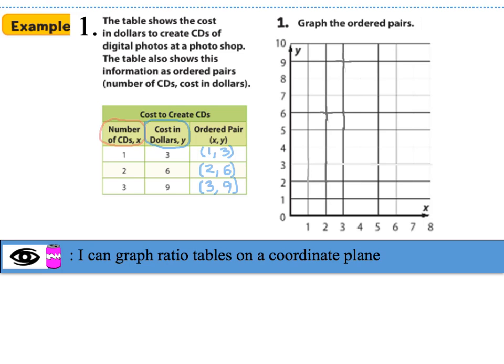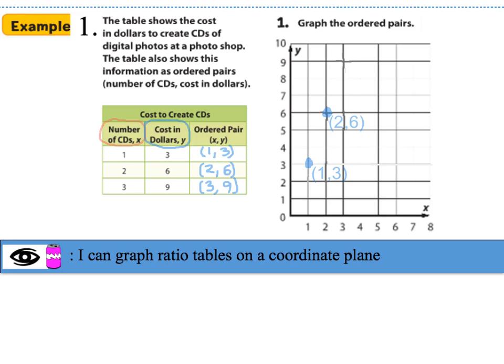So for my first ordered pair, which is 1, 3, I'm going to start at 0, 0, and I'm going to move over on my x-axis to 1 unit, and I'm going to go up 3 units. So my point should go right there. That point is located at 1, 3. Our second point that we're going to graph is 2, 6. So I'm going to start at 0, 0 once again. And I'm going to move 2 spots on my x-axis. And I'm going to move up 6 spots. 1, 2, 3, 4, 5, 6 on my y-axis. So the second point is located at 2, 6.